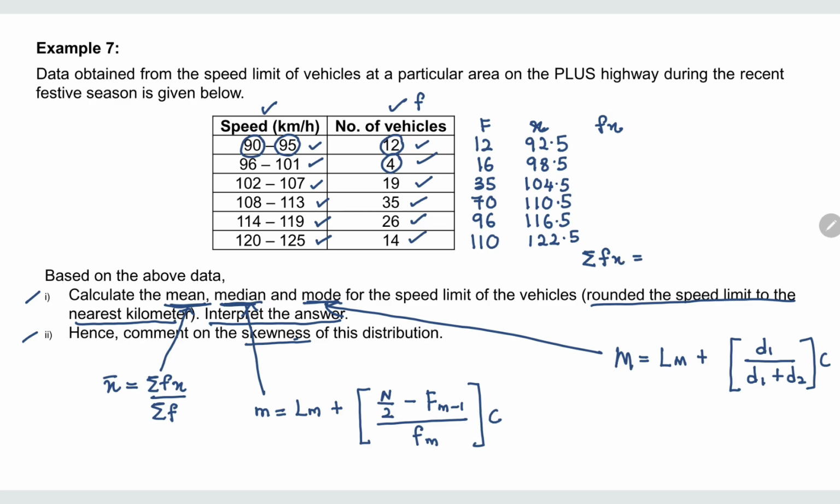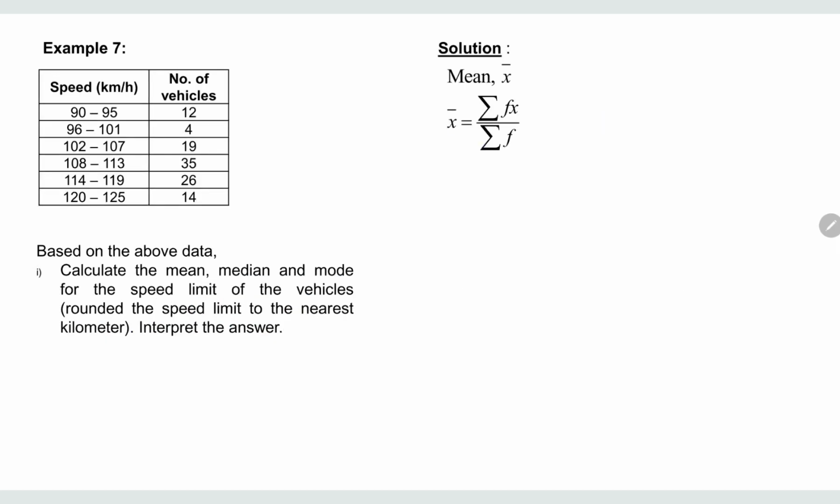Next, we want to find fx, but we just need the summation of fx. You can find the summation of fx by using a calculator, and you should get 12,101.